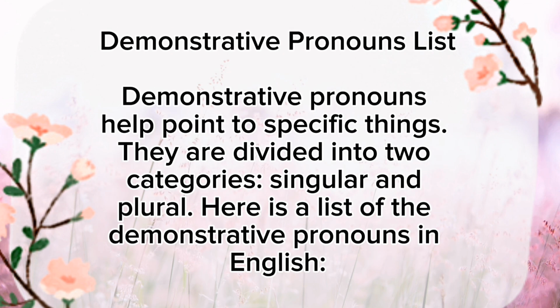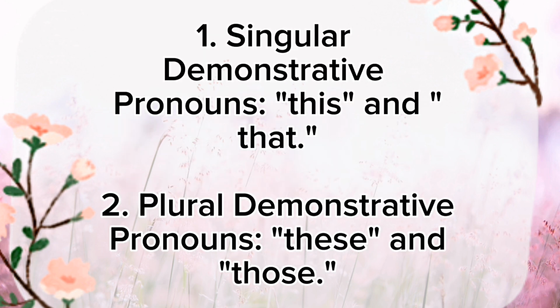Demonstrative pronouns list. Demonstrative pronouns help point to specific things. They are divided into two categories, singular and plural. Here is a list of the demonstrative pronouns in English. 1. Singular demonstrative pronouns: this and that. 2. Plural demonstrative pronouns: these and those.